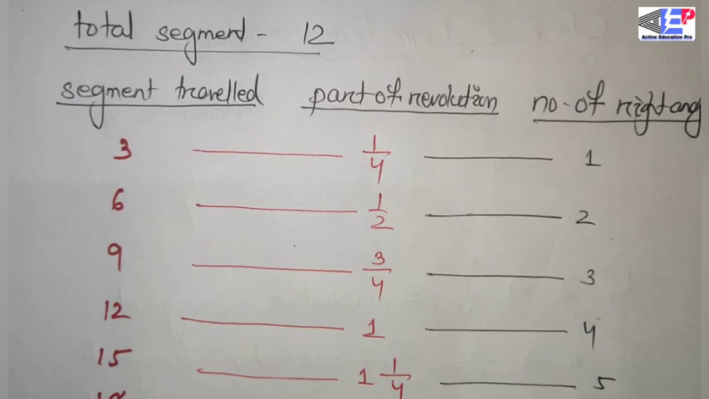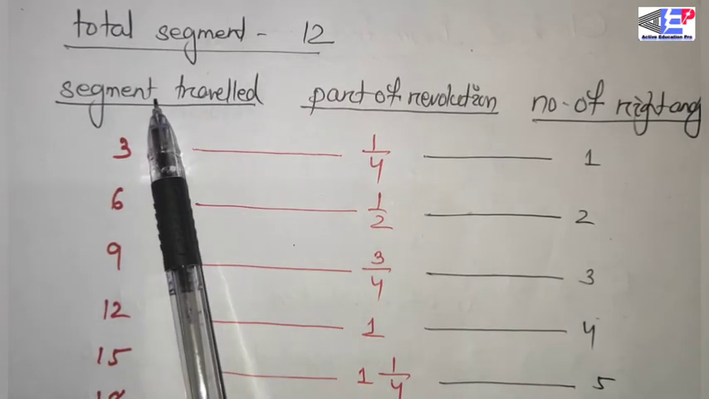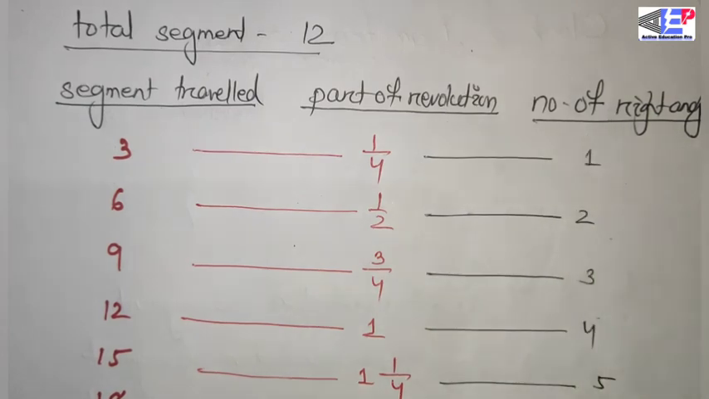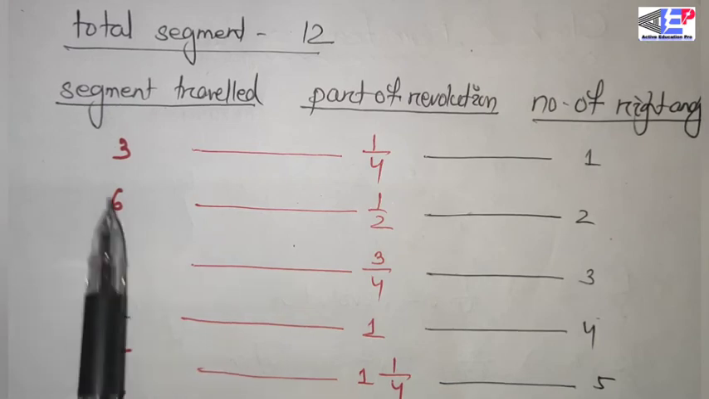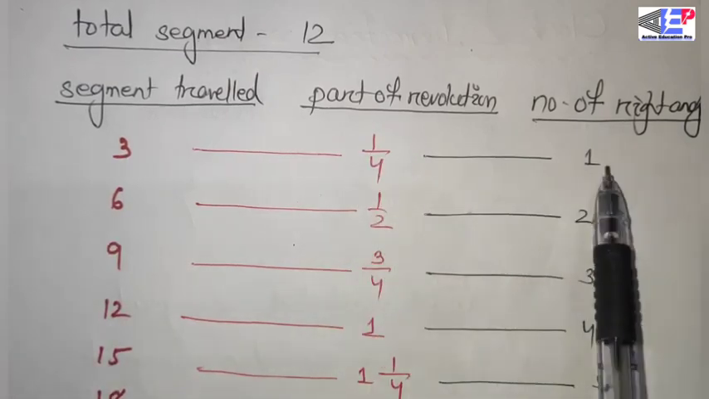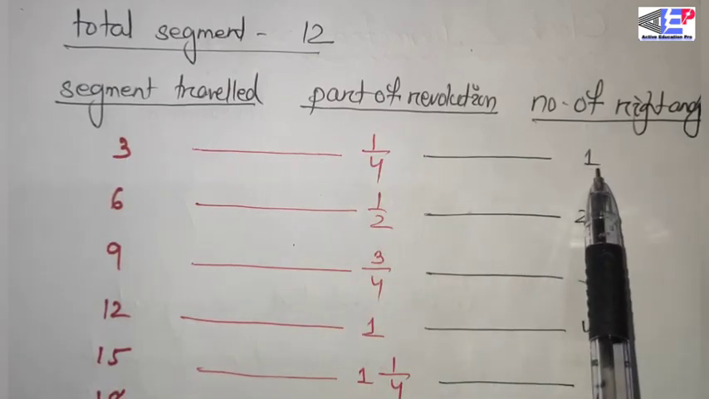So you know there are 12 total segments in a clock, and the first column contains segments traveled, my second column is part of revolution, and the last column is number of right angles. This is completely made by me, and it is only for you class 6 students to know how to solve the angle problem. So this is for you, the short tricks to find out the part of revolution and the number of right angles. So when it moves 3 segments, it is 1/4 of revolution and it completes 1 right angle.